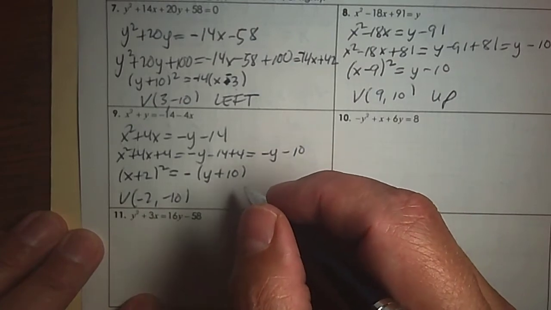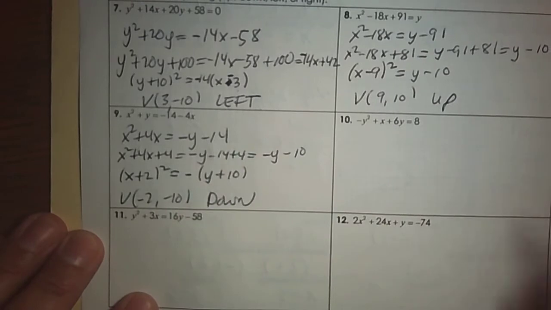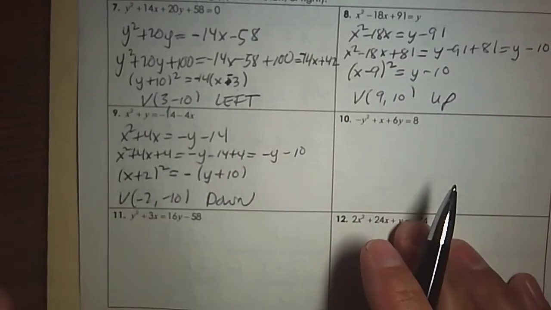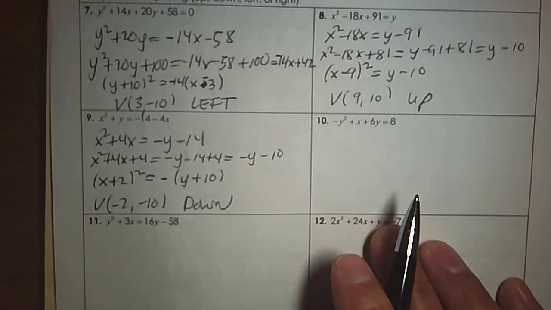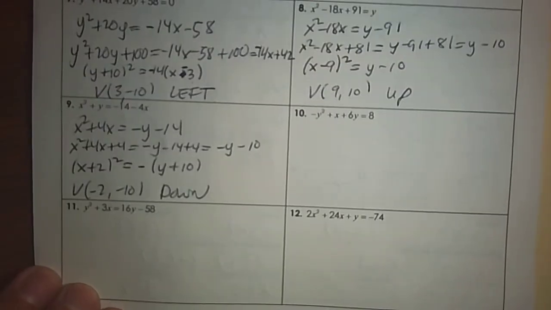And does this open up, down, left, right? Look carefully, down. So x is squared and it's negative on the other side. Next, try this one. So press pause, you try it.